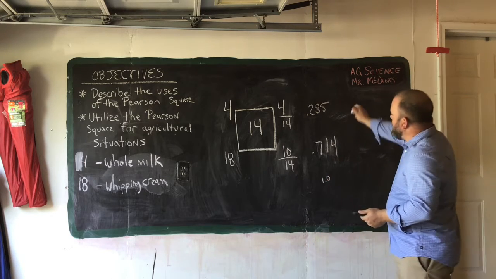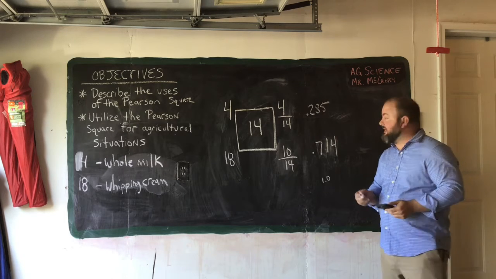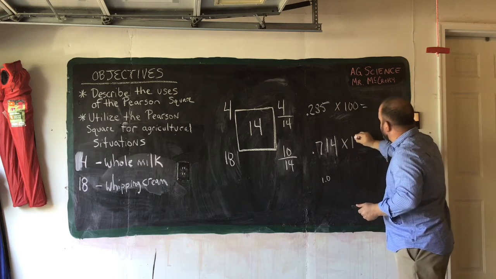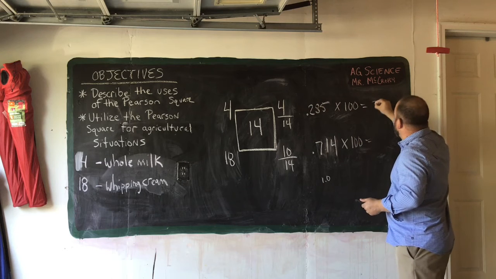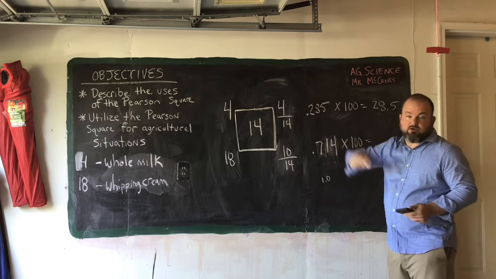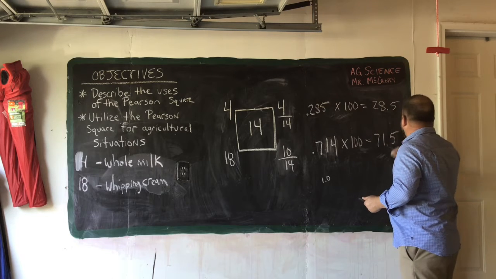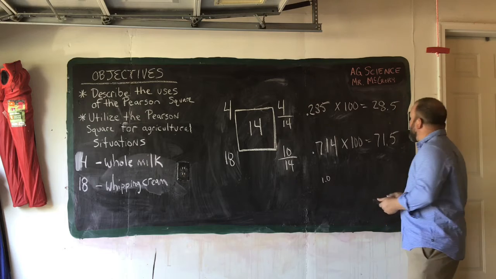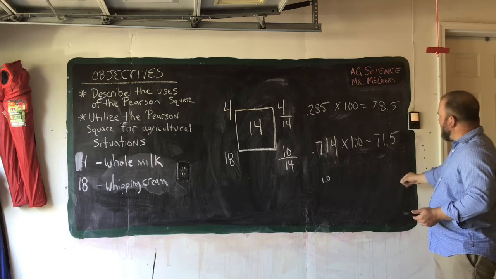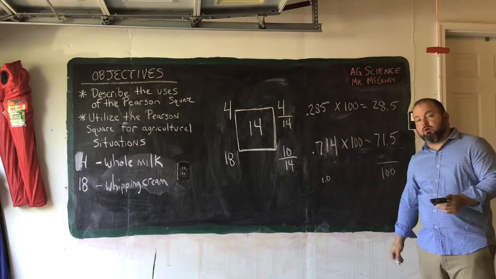Okay, so if we're making 100 pounds of ice cream, we take these and we multiply times 100. We will get the following. 28.5 pounds of regular whole milk will go into this, and 71.5 or 4 basically pounds of heavy whipping cream is going to go into there. So when we add these up, that should equal 100 pounds total of ice cream. And so that's one way that we do this.